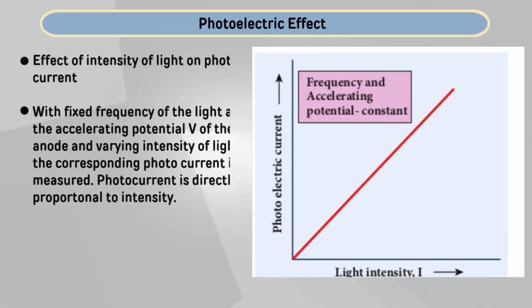The first variable we take is the variation of photocurrent with the intensity of light. To observe the effect on photoelectric current as a function of intensity, we fix the frequency of the light and the accelerating potential between anode and cathode, and vary the intensity. Taking observations for different intensities, we find that the photocurrent is directly proportional to intensity. This figure shows the same.